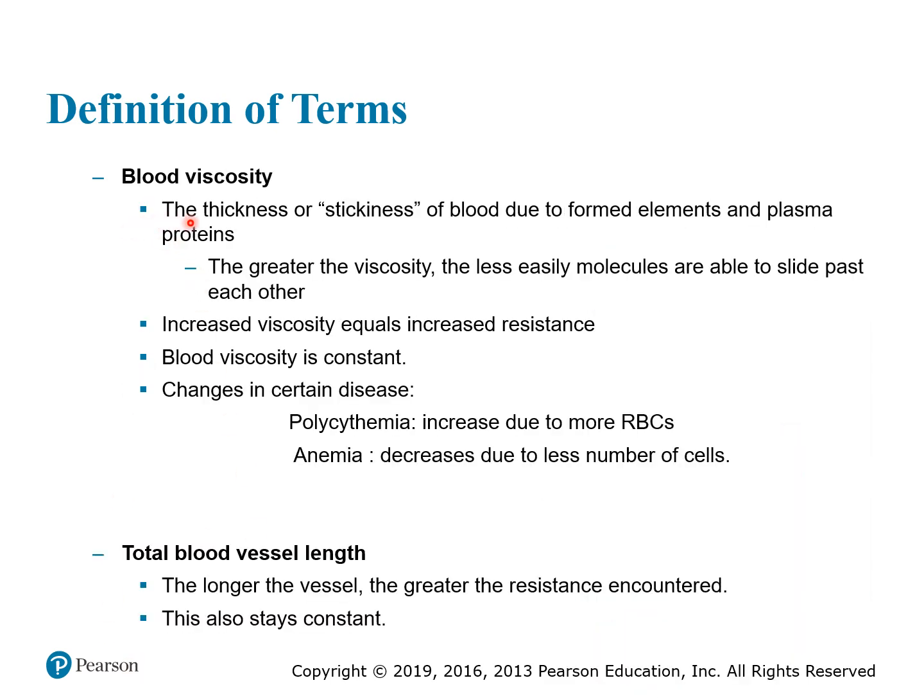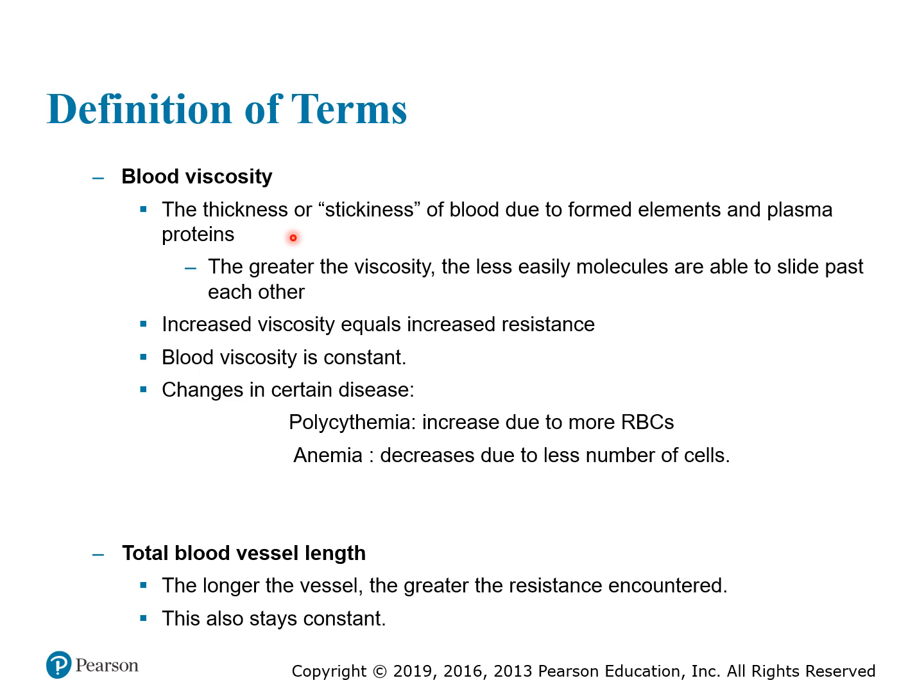Blood viscosity is the thickness or stickiness of blood, and it is due to formed elements and plasma proteins which are present in the blood. We know that blood is made up of plasma, and then it has formed elements. The formed elements include the three types of cells, and then there are also plasma proteins present in the blood. So these are the things which make the blood thick. And the greater the viscosity, the less easily the molecules are able to slide past each other in a vessel. Just imagine that thick milkshake. It is difficult for that thick milkshake to move in the vessel compared to a thin liquid. Increased viscosity equals increased resistance.